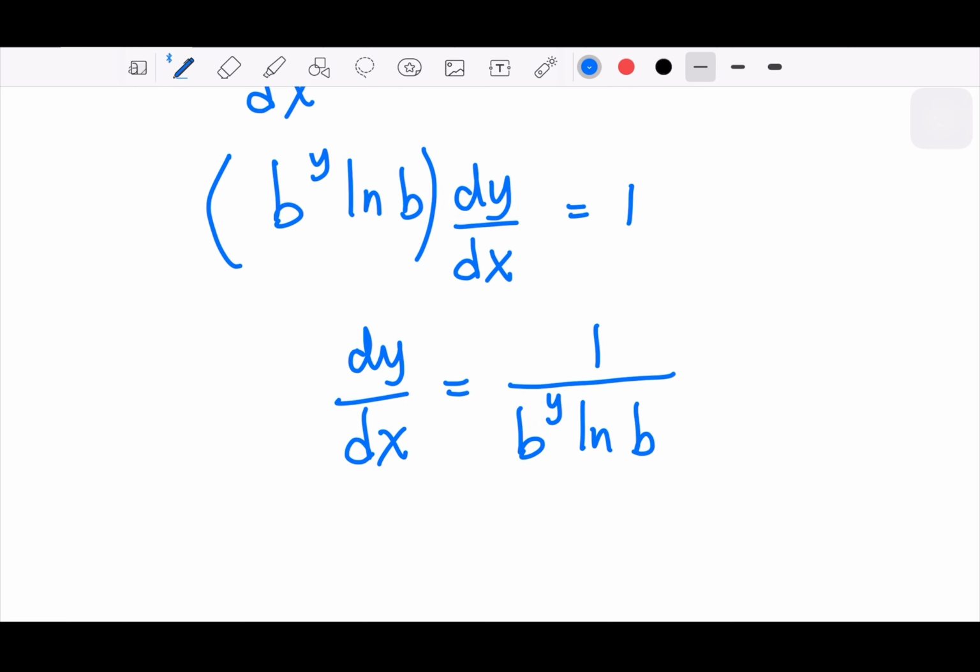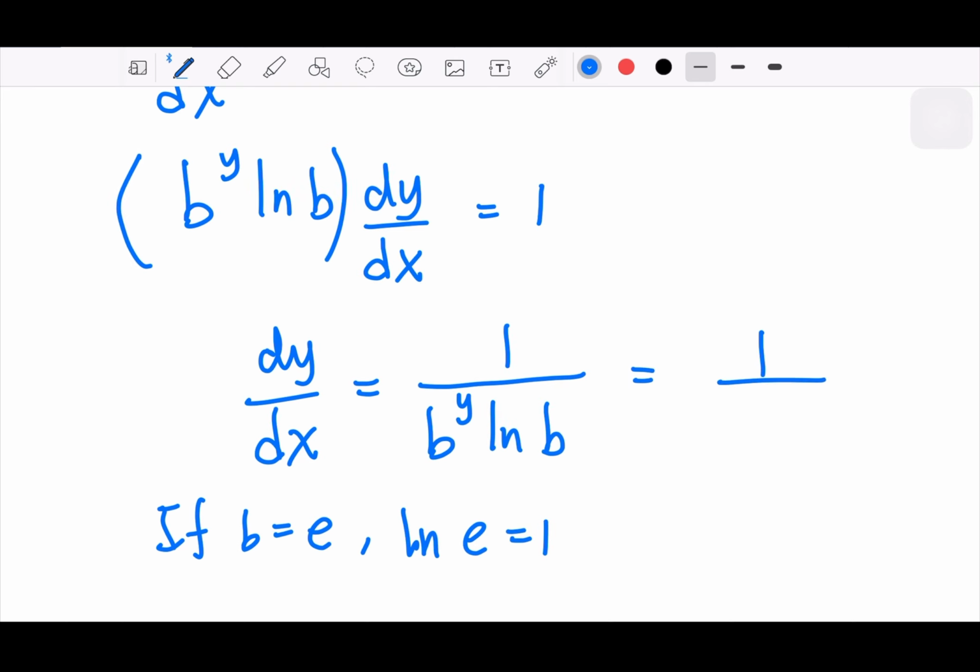b to the power of y is x, right? And if your b is equal to e, then it is this one, so 1 over x. Okay. So if b equals e, ln e will be 1, right? So this will be equal to 1 over x ln b.